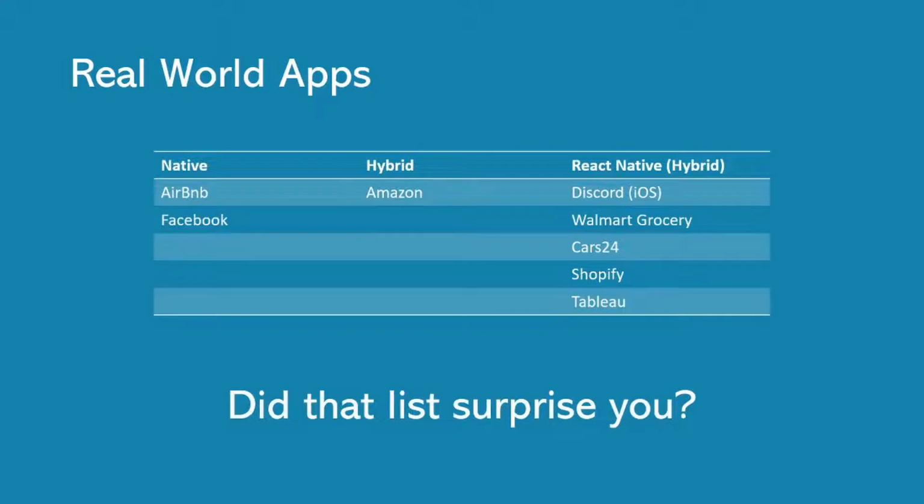Did that list surprise you? Airbnb, Facebook are native apps. Amazon is a hybrid app. And the rest of the apps that you saw or you even tried, like Discord, Walmart grocery, Cars24, Shopify, Tableau, all of them are React Native apps. A disclaimer, Discord iOS is only on React Native. Discord Android is native. Facebook is native, although I think their marketplace tab is on React Native.